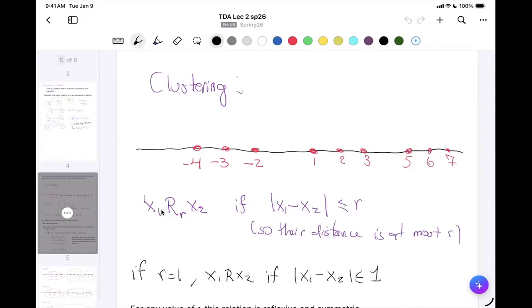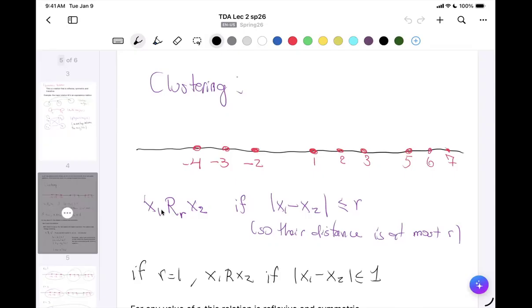The problem is that it fails transitivity, right? Because -4 and -3 are related because their distance is at most 1, and -3 and -2 are related because their distance is at most 1, but -4 and -2 are not related because they're now 2 units apart.